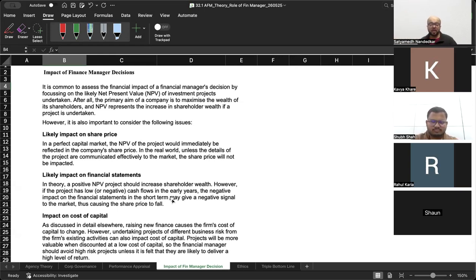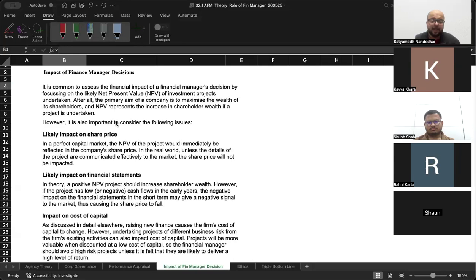If they take up a project which has a positive NPV, you will get to know about the cash flows that are expected to occur in the future, and you will be able to have a better projection of the cash flow situation. Also, decisions taken by the finance manager have an impact on the cost of capital also.